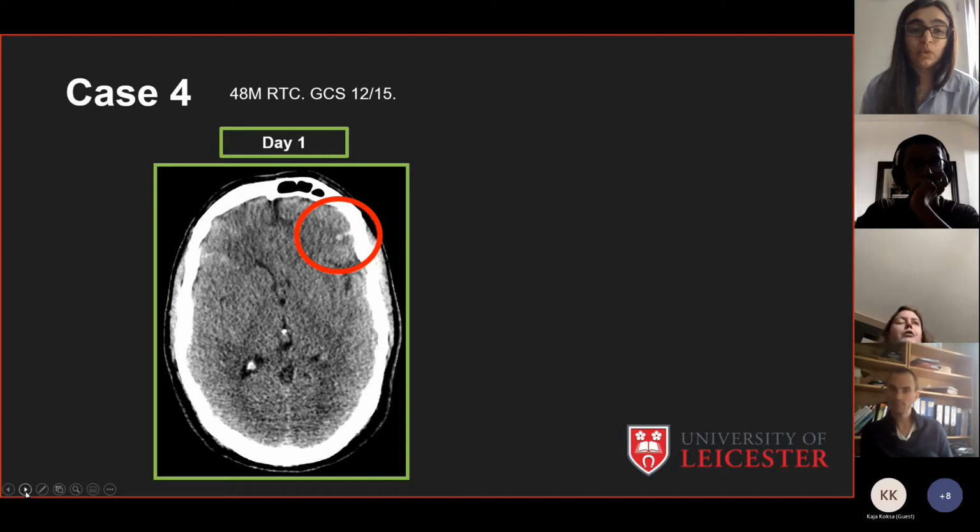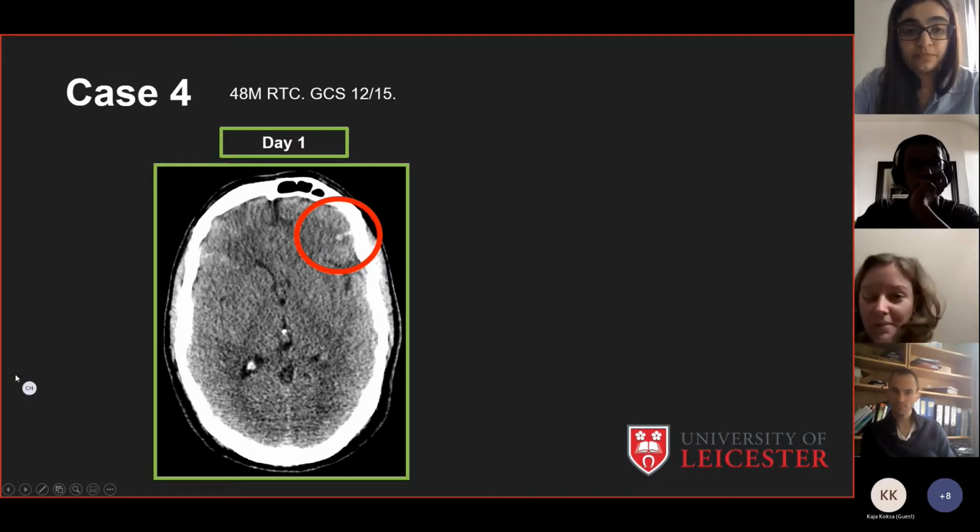So case 4. This is a 48-year-old male who's had an RTC with a GCS of 12. Day 1. Can anyone tell me what they're seeing that's circled in red?